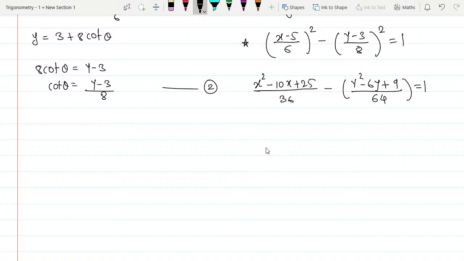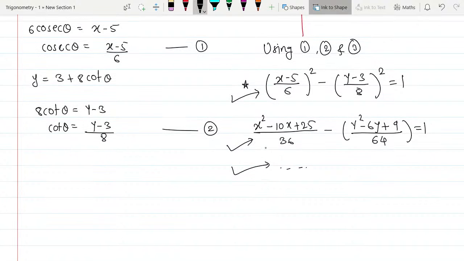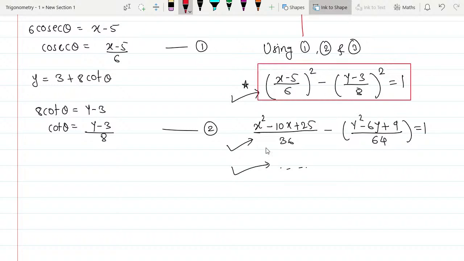You can keep this as it is, or if you want you can solve this further. Anywhere you can stop. You can stop here, or you can simplify further. No worries. Okay, so what is our final answer? My final answer is this. Okay, great.